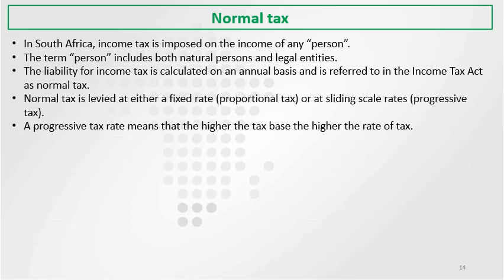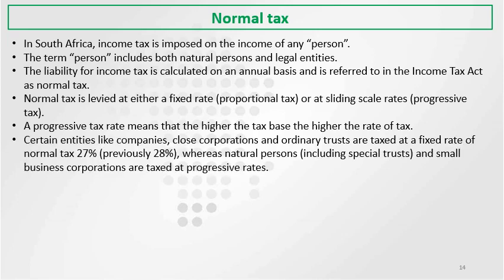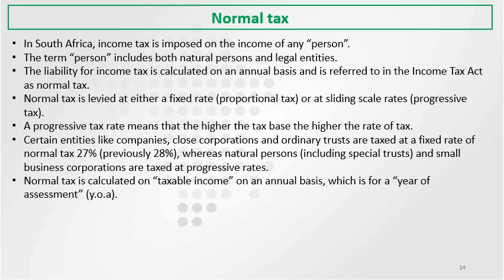A progressive tax rate means that the higher the tax base, or your income or your taxable income, the higher the rate of tax that you will pay. Certain entities like companies are taxed at fixed rates, currently 27%, whereas natural persons, special trusts and small business corporations are taxed at progressive rates.